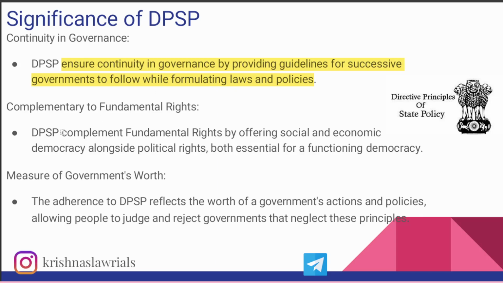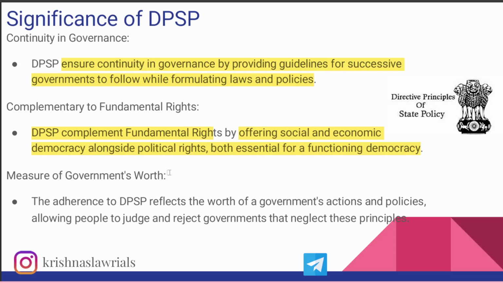Complementing fundamental rights. DPSP is complementing fundamental rights by offering social and economic democracy alongside political rights. Both are essential for the functioning of democracy. So here they are saying that DPSP is complementary to our fundamental rights. It is offering social and economic democracy where everyone will be treated equal, social well-being and economic equality, alongside our political rights, that is fundamental rights.